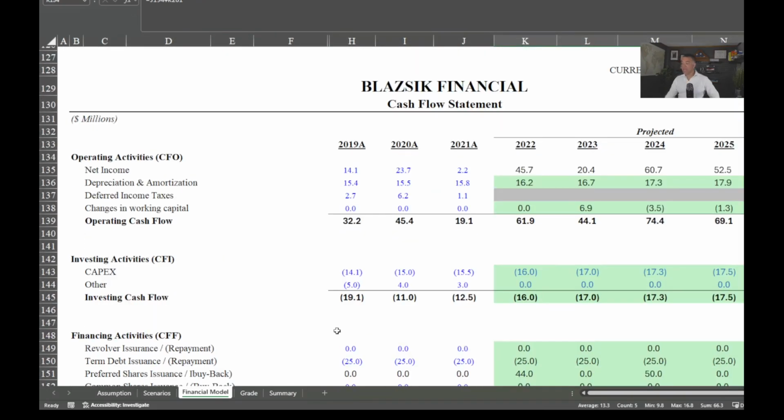Now we've got the cash flow statement. So let me spend a little time here to explain this. The cash flow statement shows us our cash, how much cash we have, our position in cash.